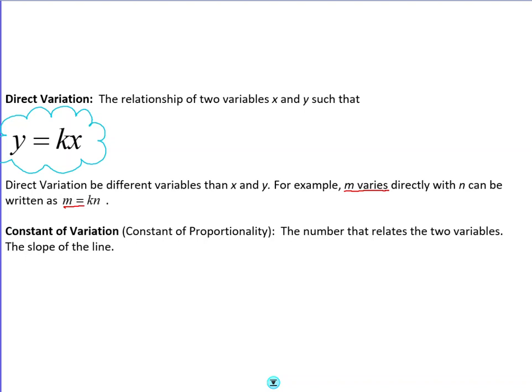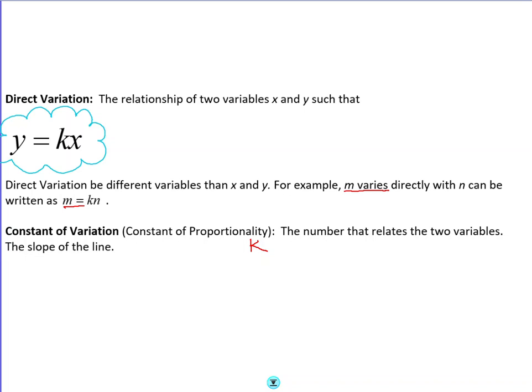The constant of variation, which is sometimes called the constant of proportionality, is the number that relates the two variables. That means that this is k in our equation. It is also the slope of the line if you graph it.